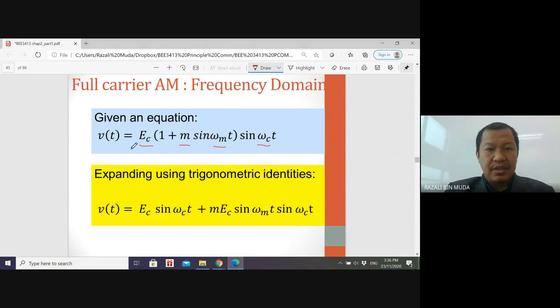So this signal we can expand, using trigonometric identities, this part, sine of sine. So you need trigonometry to solve this equation. So this part, Ec sin omega c t, this one, and this part, multiply here and here as well. So we got this sine of sine to be solved using trigonometry.